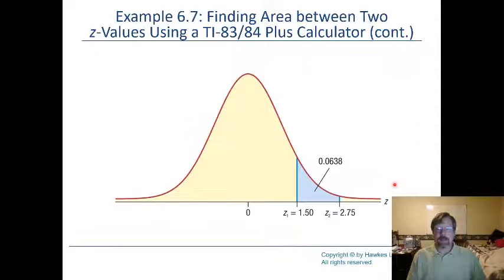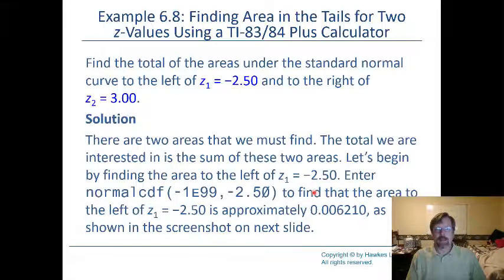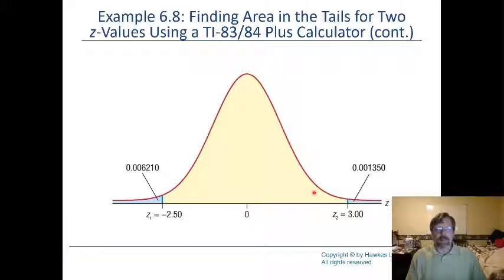Let's see. So in this example, if we want to find the area between 1.5 and 2.75, we find the area to the left of 1.5 and the area to the left of 2.75, and we subtract the area that was to the left of 1.5 from the area that was to the left of 2.75, and that'll give us that area that's in between. All right, let's skip the TI.